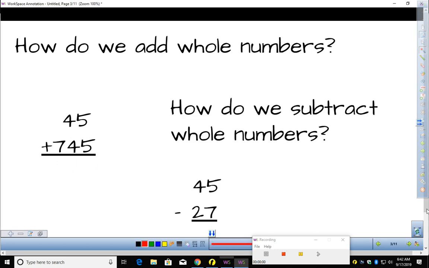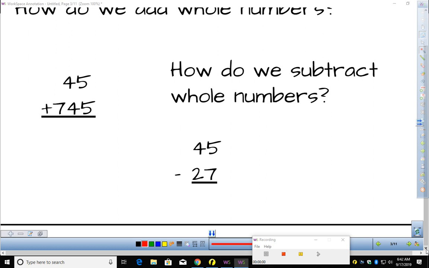What about subtracting whole numbers, though? What happens here? I have 45 brownies, and I want to give 27 of them away. Again, pause it, try it, think about it in your head. Maybe you can do it mentally. That's fantastic, but the general idea is this. I want to take 7 away from 5.